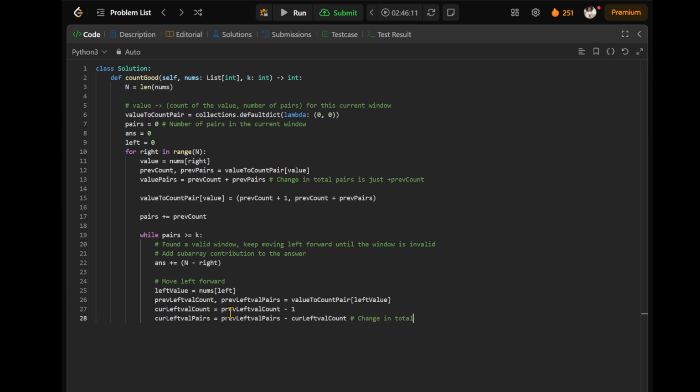And note that the change in total pairs is just minus the current left val count. And now we update the hash map with the new left value after decrementing the left pointer's value. And the pairs is how many we lost from removing that value from the count. And now we shift the left pointer forward. And once we're done, we return the answer.